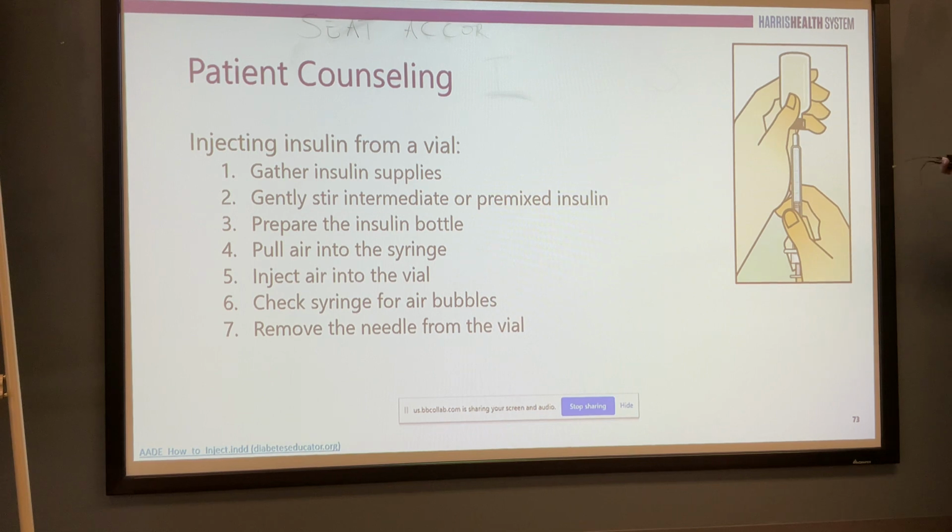But basically, what's really important that patients don't do is that if you're using NPH or premixed insulin, they don't swirl it back and forth to mix it up. It's a mixture. It has to be consistent before injecting the medication. And of course, patients like to reuse injection supplies, so we always counsel them to get a fresh syringe each time.